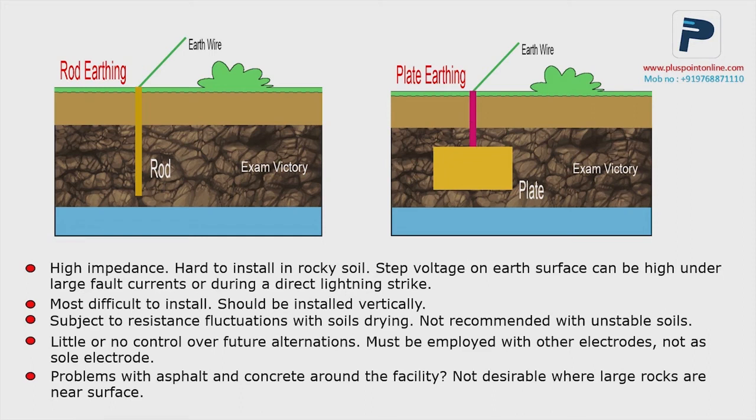Therefore, these are the problems one can face due to rod earthing and plate earthing, because there is no standardized process. For example, you install the earthing and since it's somebody else's land, they decide to construct, and your earthing will be completely destroyed.